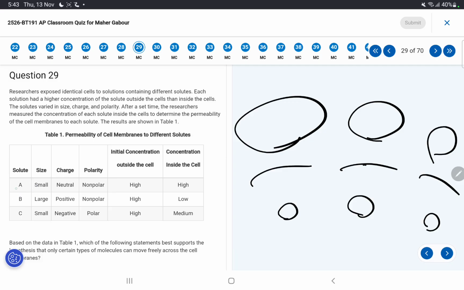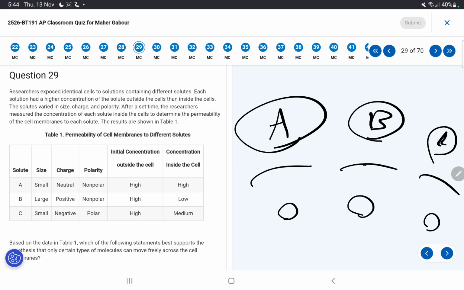So yeah, okay. Solute A here was small, neutral, and non-polar. Solute B here was large and charged, and non-polar, but it was large and charged. Okay, and solute C was small, but it was charged and polar.